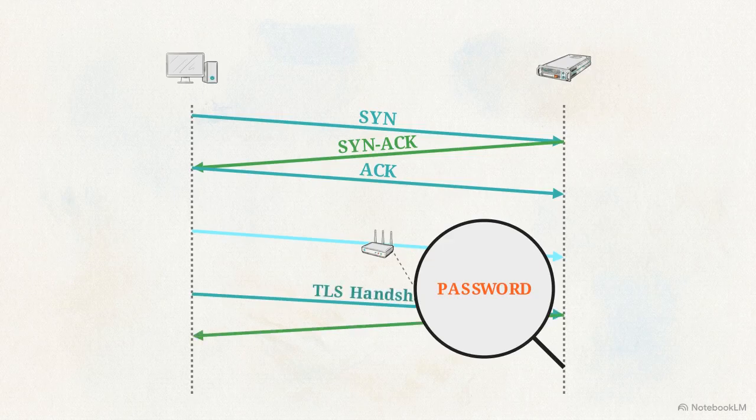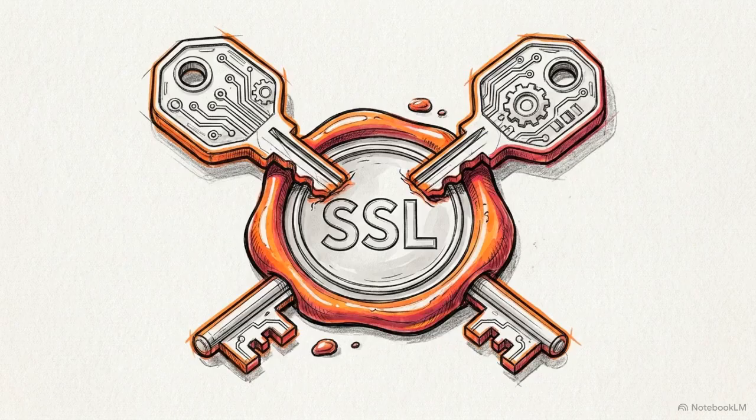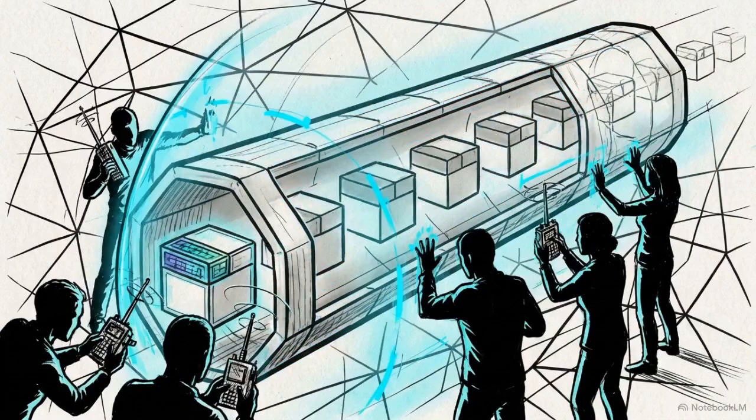To solve the plain text vulnerability, a mandatory Transport Layer Security, or TLS, handshake must execute immediately after TCP. During this phase, the browser and server exchange cryptographic keys and validate the server's SSL certificate to confirm its true identity. This exchange creates an encrypted tunnel. From this point forward, the upcoming application data is shielded from interception by ISPs, public Wi-Fi routers, or bad actors.